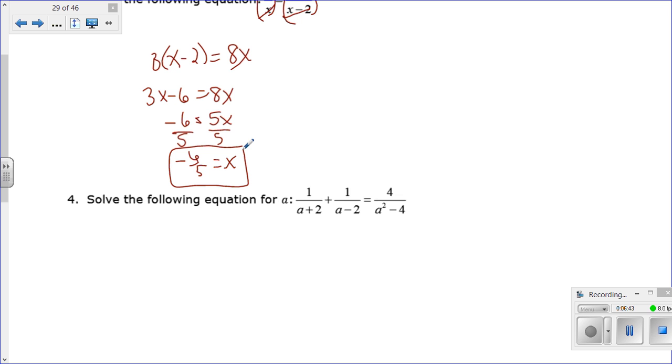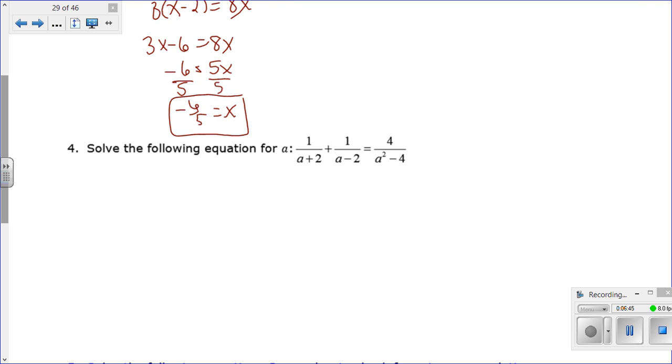I know it doesn't seem like a fraction in your answer, but it's okay. For number 4, solve the following equation for A. My LCD here, we're looking at everything. It's going to be A plus 2, A minus 2, because that's what this denominator factors to. It's A plus 2, A minus 2. So I have to have 1 of everything I see.